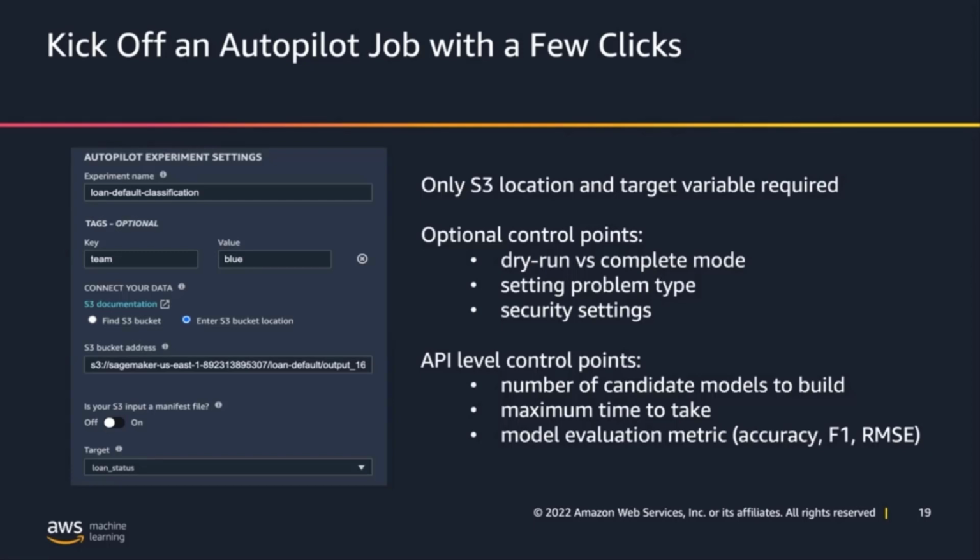You also specify if you want to run a complete experiment, which can take multiple hours, or only a short experiment. You can limit time, and you can limit the number of jobs or models created by Autopilot. So you have full control of what is going on there. And you also specify what model evaluation metric you would like to optimize.